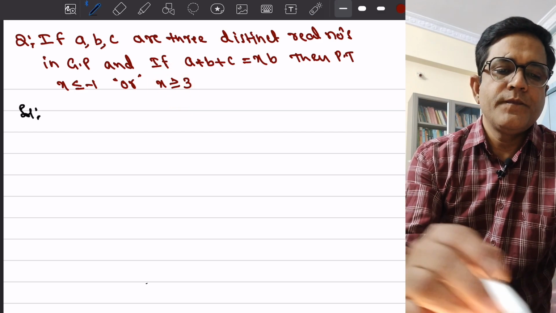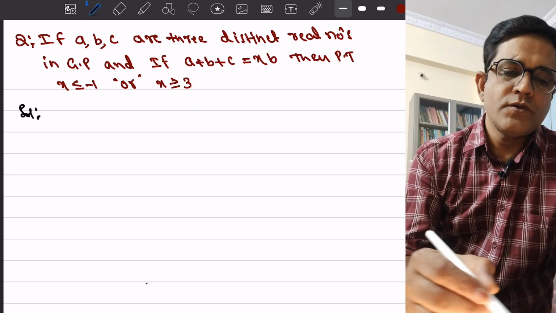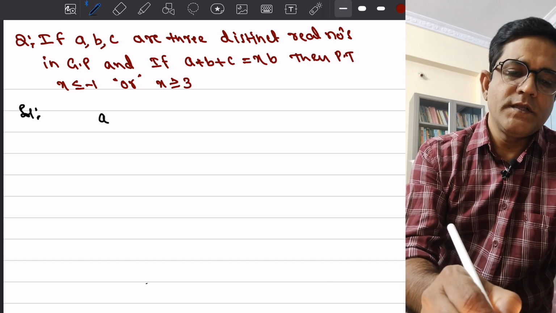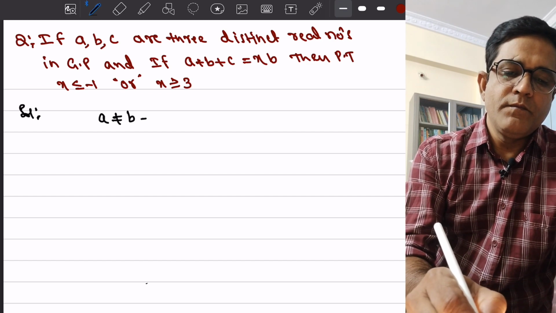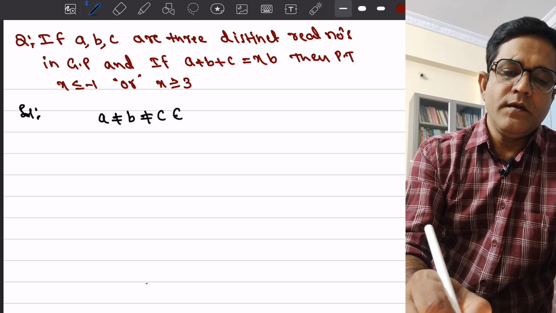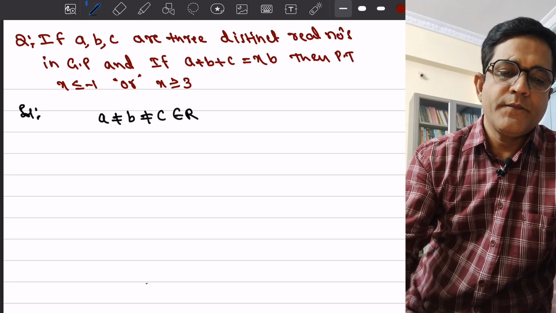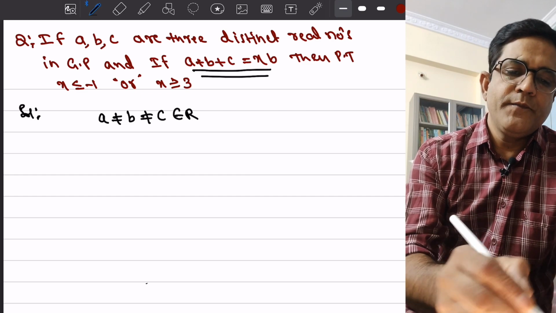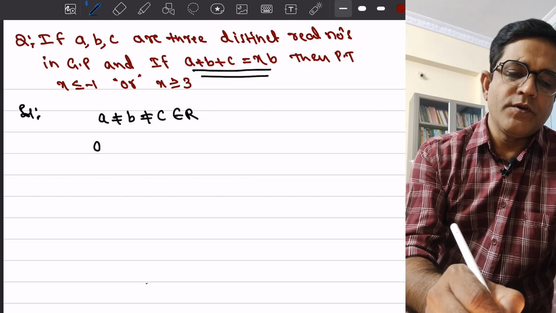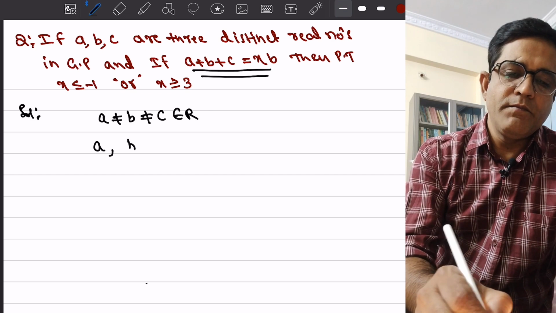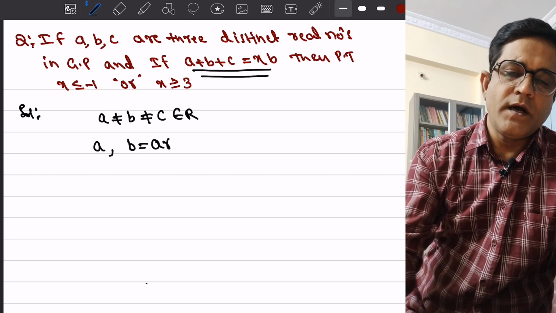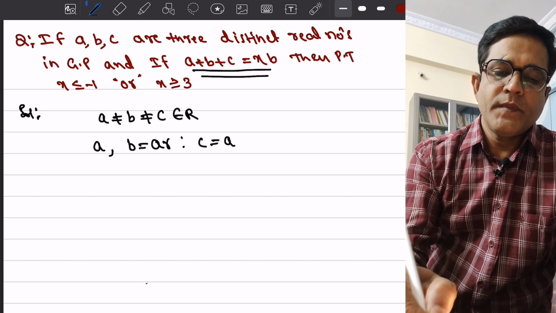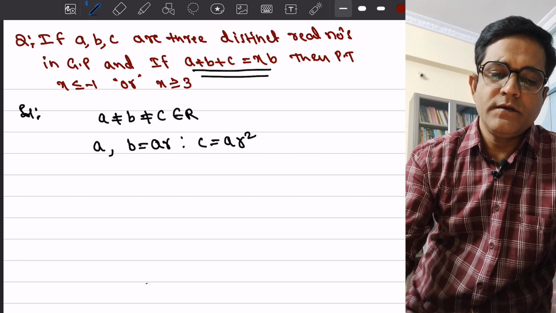This is the question. So to solve this question, first a, b, c are distinct real numbers, that is a is not equal to b is not equal to c and belongs to R, and a plus b plus c is equal to xb, and a, b, c are in geometric progression. Therefore take a only, b as ar, where r is the common ratio of the geometric progression, and c is equal to ar square. So these are the terms.